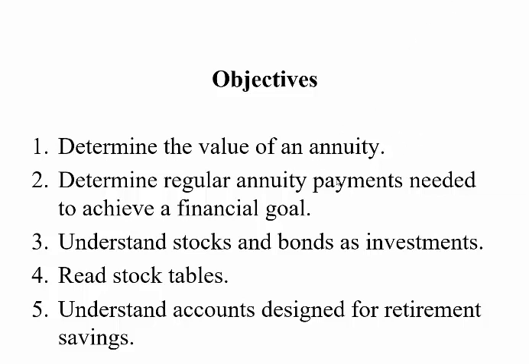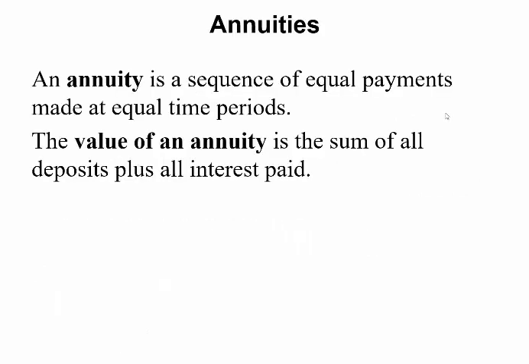All right, so I've been talking about annuity, and it's a little bit complicated. So what exactly is an annuity? An annuity is a sequence of equal payments made at equal time periods. So there are two types of annuities. You can pay into annuities, and then you can get paid out from annuities. We're going to talk a little bit about paying into annuities. The value of an annuity is the sum of all the deposits that you put into an annuity plus all the interest paid.